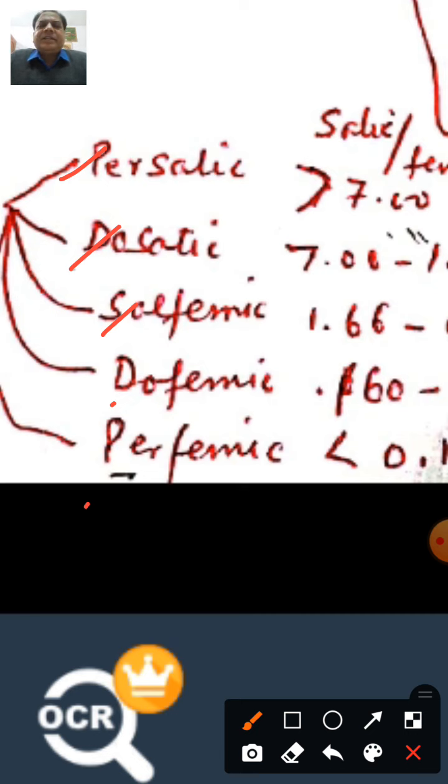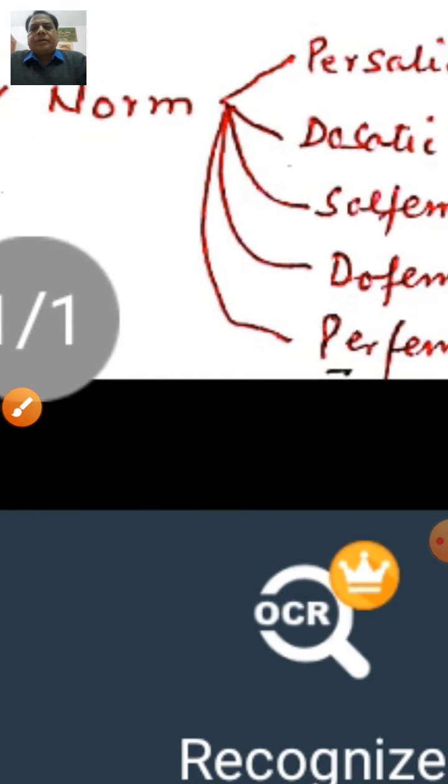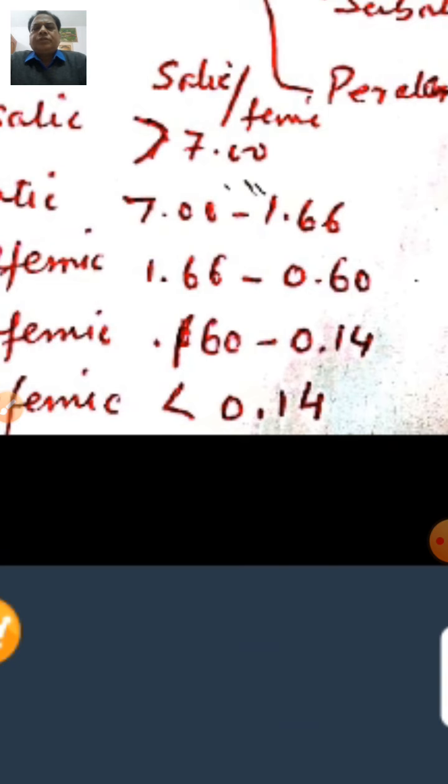If the salic upon femic ratio is more than 7, the rocks are persalic. If the ratio is from 7 to 1.66, it is dosalic, and if the ratio is from 1.66 to 0.60, they are salfemic. Dofemic is when the ratio is from 0.60 to 0.14, and perfemic is when the ratio is less than 0.14. So these are the different categories on the basis of the normative minerals, and they are indicators of the composition of the various normative minerals in the rock.